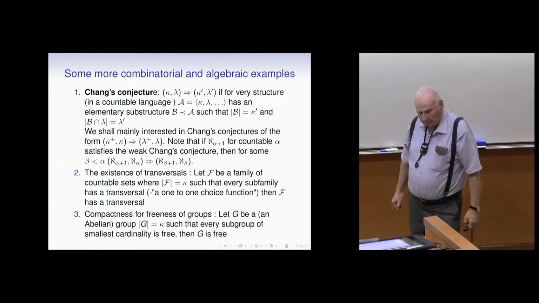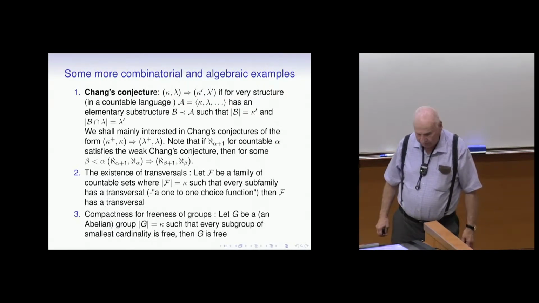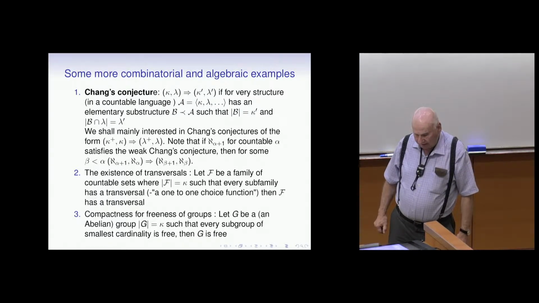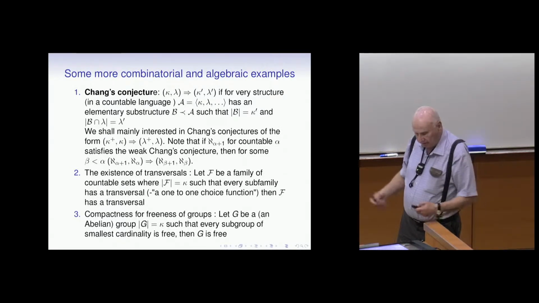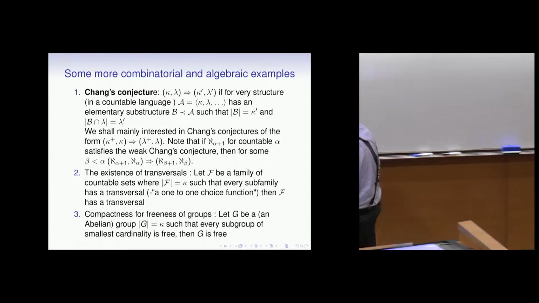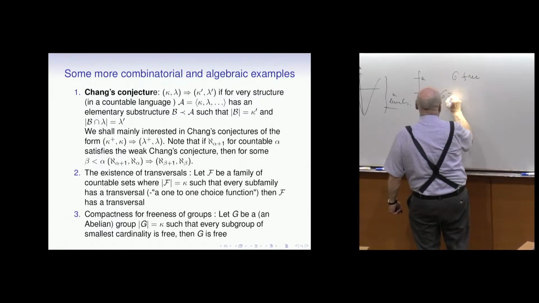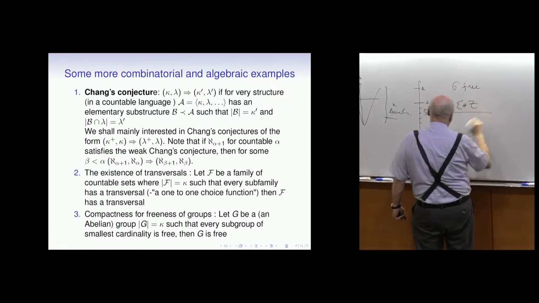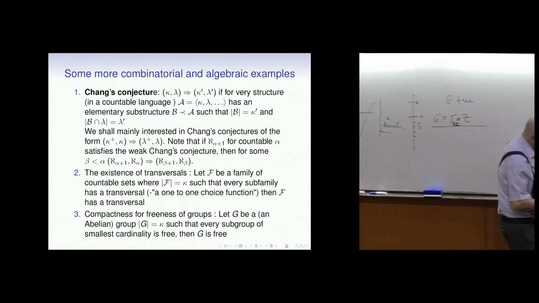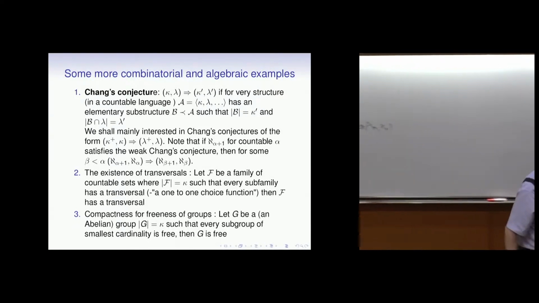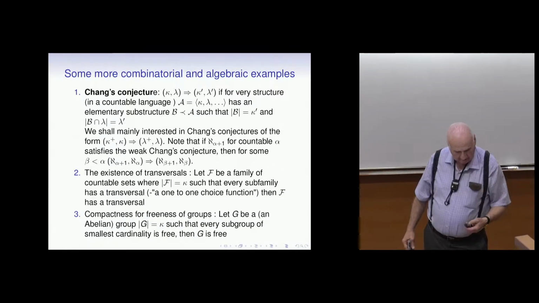Now another property is compactness of freeness of groups. Suppose that G is either an abelian group or a non-abelian group. It has cardinality kappa, and suppose that every subgroup of smaller cardinality is free, then G is a free group. For abelian, that means G can be written as a sum of a certain number of copies of the integers. And these are the nicest abelian groups you can have. And the issue is, if every small subgroup is nice, you want the whole group to be nice.